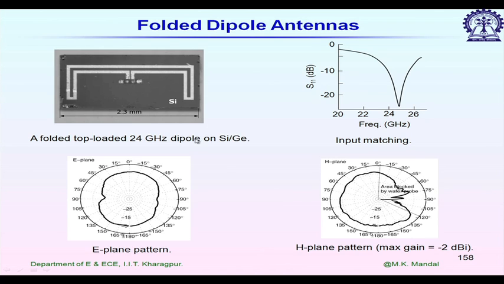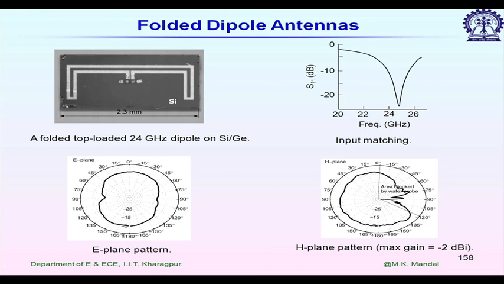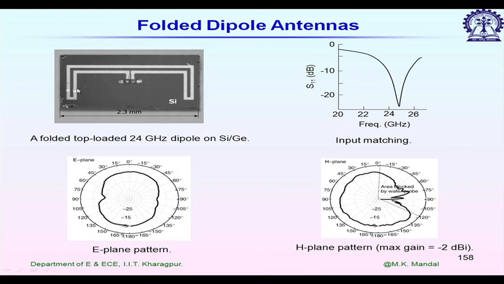Another example, folded dipole. For a dipole antenna, typically the antenna resistance at the resonance frequency is 73 ohm. In some applications we need higher input resistance, radiation resistance. For that case, we can use a folded dipole antenna, because a folded dipole has a higher antenna input resistance compared to the dipole antenna, almost 4 times that of the dipole. This is one example of a folded dipole antenna fabricated on silicon technology, on a silicon substrate, and you can see the measured characteristics for a 24 gigahertz application.